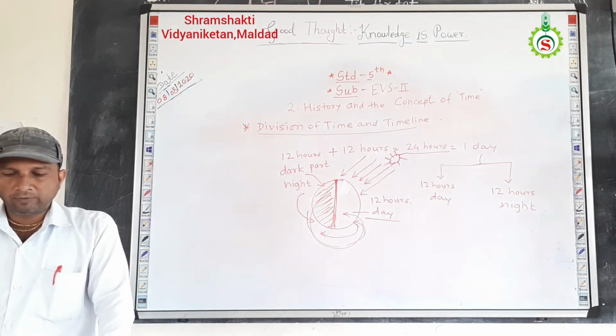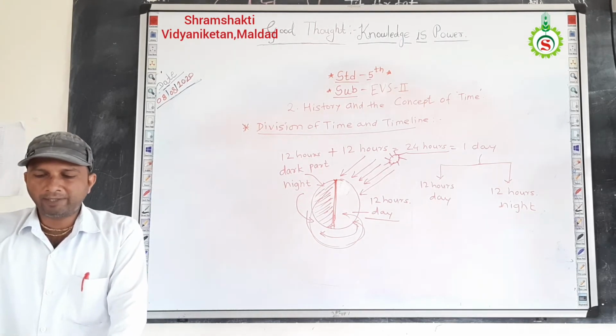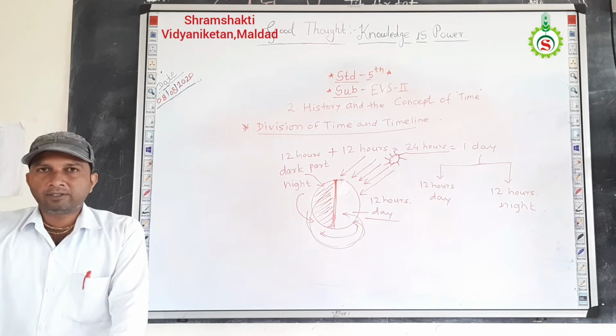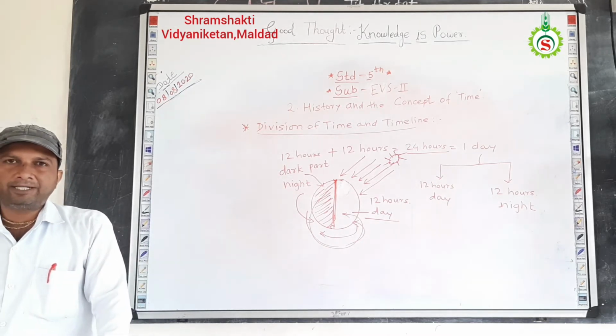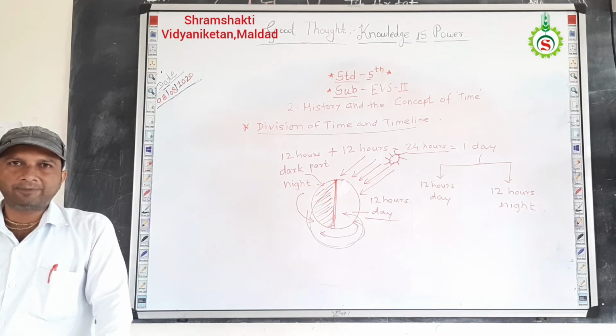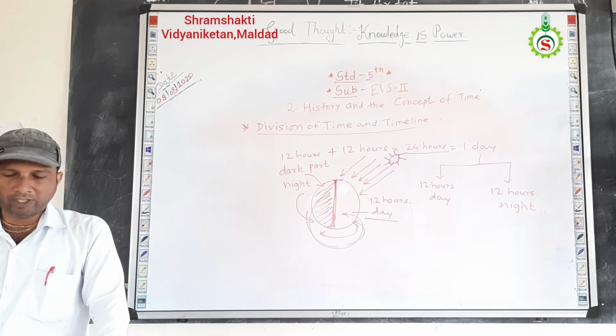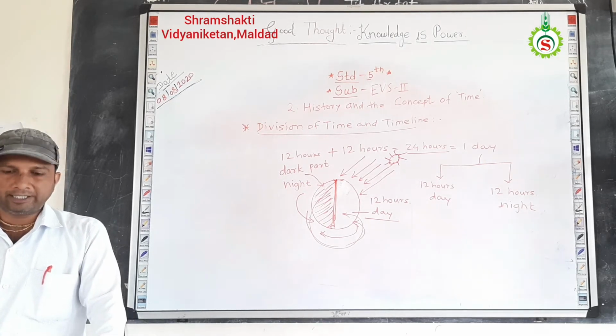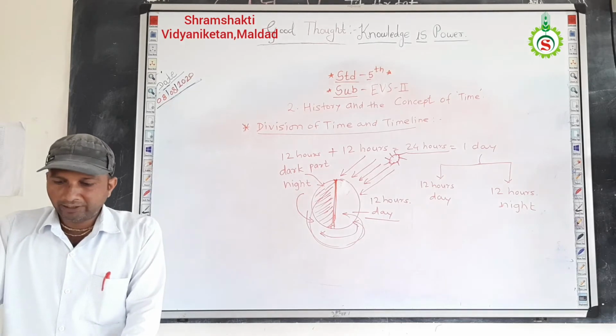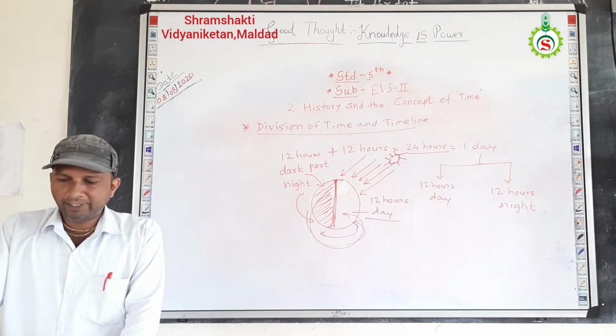4 weeks make a month. 12 months make a year. So January, February, March, April, May, June, July, August, September, October, November and December. These 12 months together are known as 1 year. So in this manner we reckon time in bigger and bigger units.